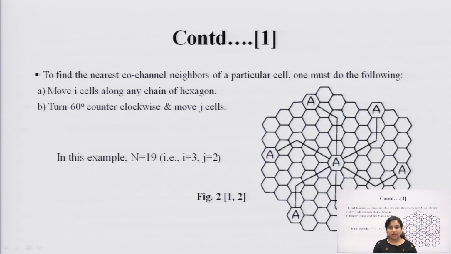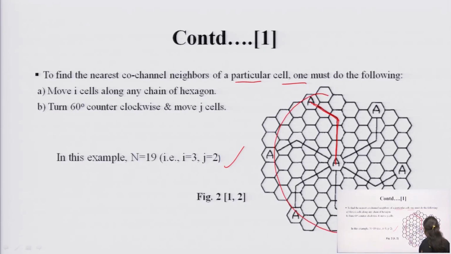Now, this is how you have to decide i and j. To find the nearest co-channel neighbors of a particular cell, one must do the following: move i cells along any chain of hexagons, then turn 60 degrees counterclockwise and move j cells. So, this is how you have to calculate it. So, i = 1, 2 and 3, j = 1 and 2, which means that n = 19, so there will be 19 cells that make up a single cluster. So, this is how you have to calculate the value of n.